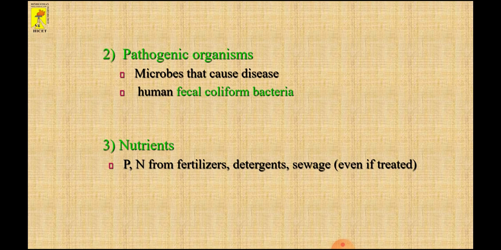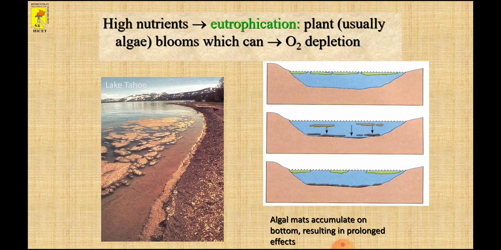And it can cause excessive growth of algae and other aquatic plants, which decay and deplete the dissolved oxygen in water and kill the aquatic lives. Also, drinking water with excess levels of nitrates lowers the oxygen carrying capacity of the blood and can kill children and infants very easily. So when high nutrients lead to eutrophication, the eutrophication leads to blooms which cause oxygen depletion.